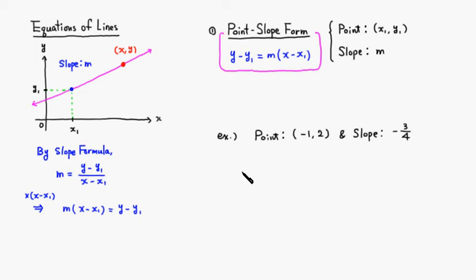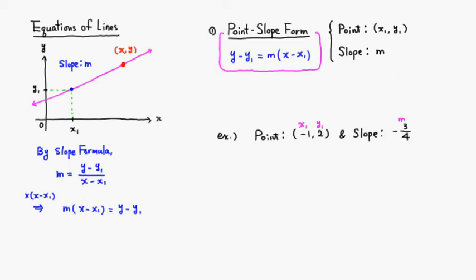So let's do a simple example here. Let's say we want to find the equation of the line going through the point -1 comma 2 and with the slope -3/4. First, we're going to name these things. So here's the x coordinate, so this has got to be x1, and 2 is y1, and the slope is m, so this guy is m.